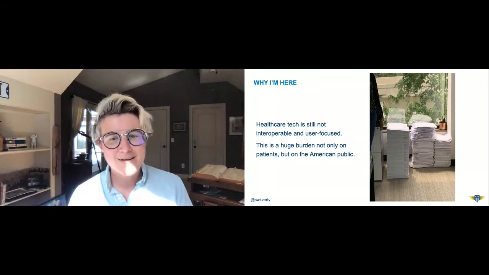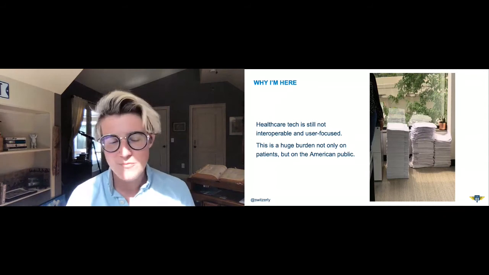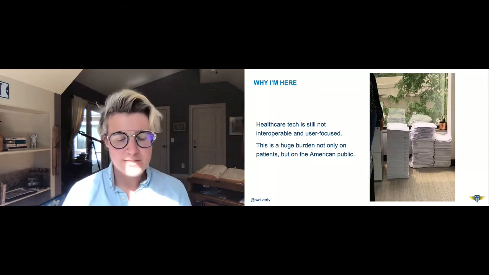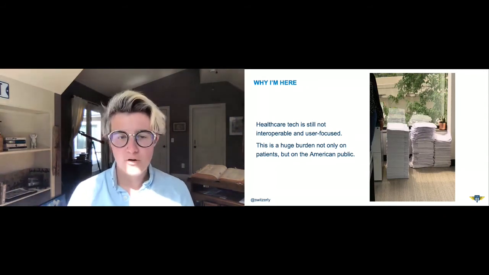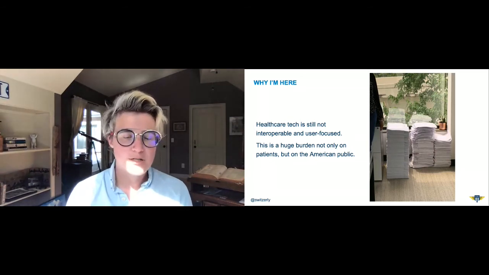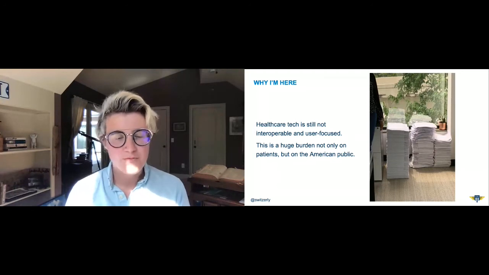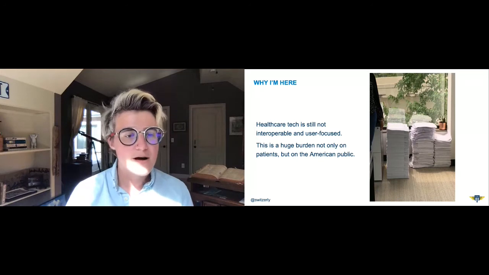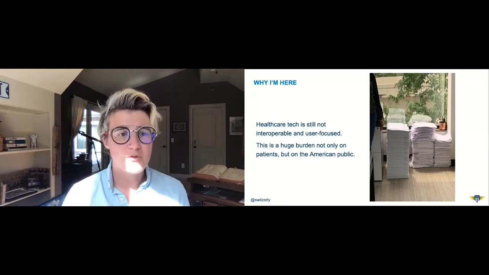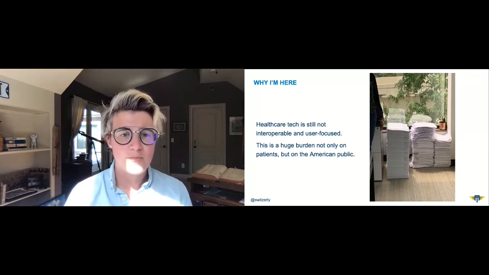And I'm here partly too, because I've been working on some specific projects related to the COVID response from a government perspective. And I've known that healthcare interoperability has been a big problem for a long time, but I've really seen how difficult it is during our current pandemic response to have to deal with the very real problems of data exchange and data interoperability.